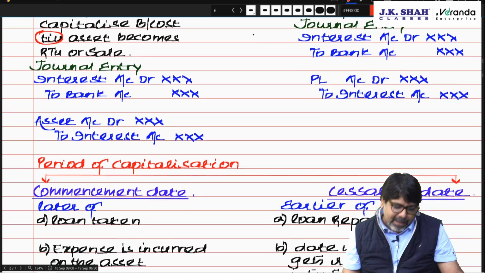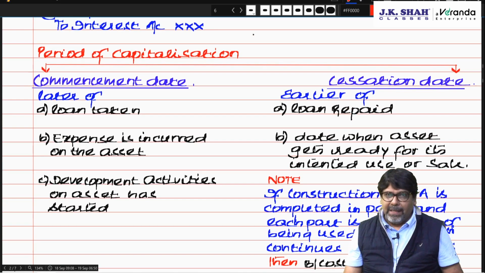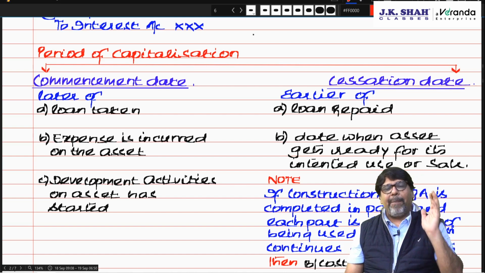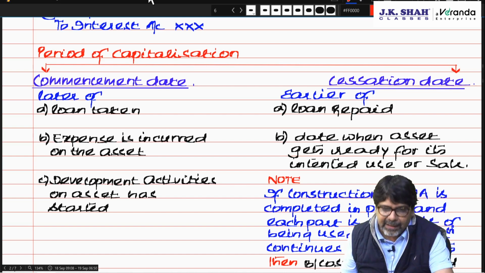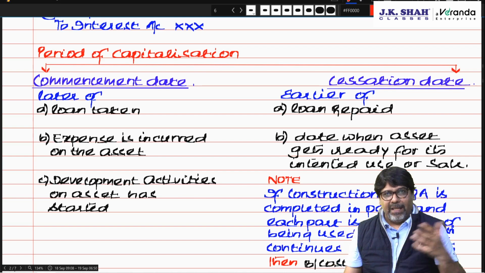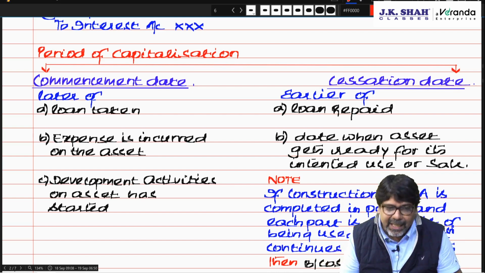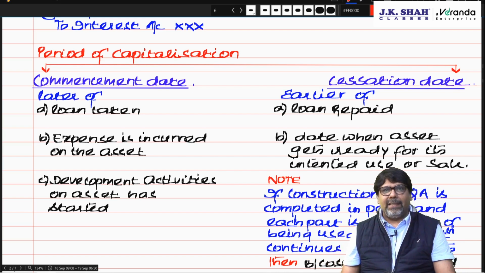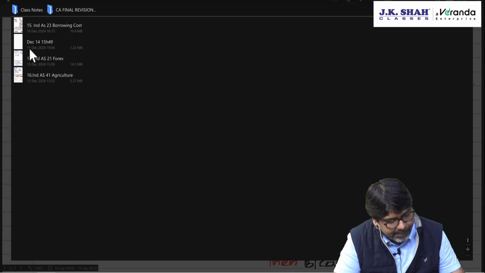Now the question arises. Borrowing cost should be capitalized from which date to which date? So the standard says there is a commencement date and there is a cessation date, that is, a start date and an end date. Start date, let's think logically.